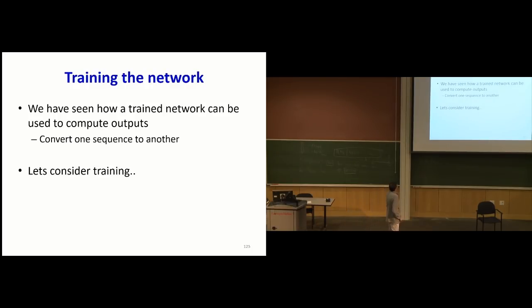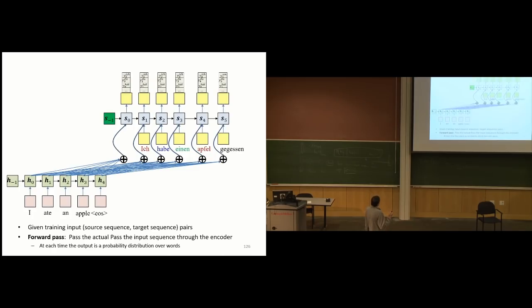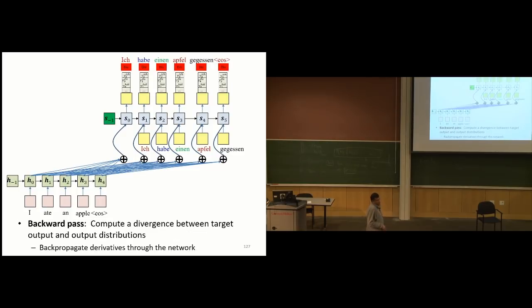So we've seen how a trained network can be used to compute outputs, but how about training? Same thing. This is exactly the same as before. You would have an encoder, and then you would actually give it the actual outputs to produce probability distributions, and then you can use the target outputs to compute your divergence and backpropagate. Except now there's one key difference. During the backpropagation, you're also going to be updating the parameters of the weighting function g in order to learn what to pay attention to.